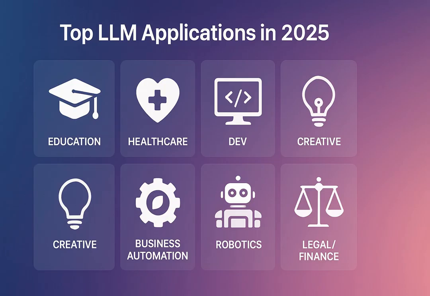Now the exciting part: top real-world applications in 2025. I'll walk through each with examples and analogies so it's clear how people actually use these models. Major categories: education, healthcare, software development, creative content (writing, music, art), business automation and analytics, customer support and virtual agents, AR, VR and mixed reality, robotics and IoT, legal and compliance, finance and trading. Let's dive into each with specific everyday examples.